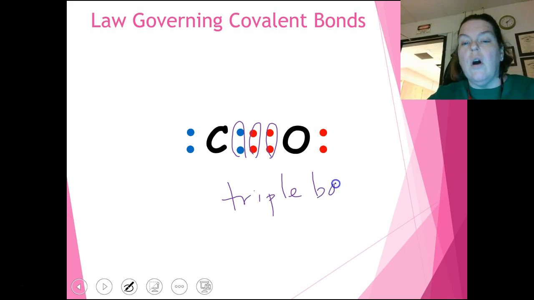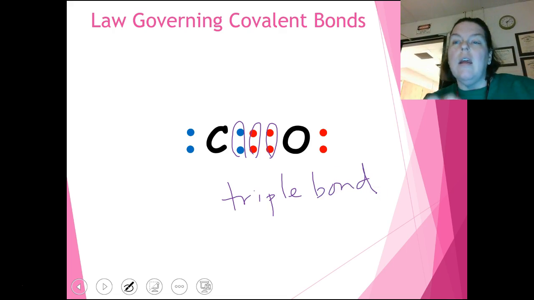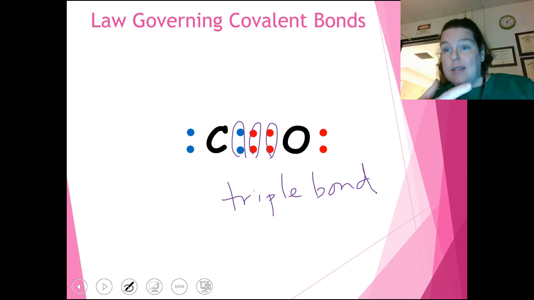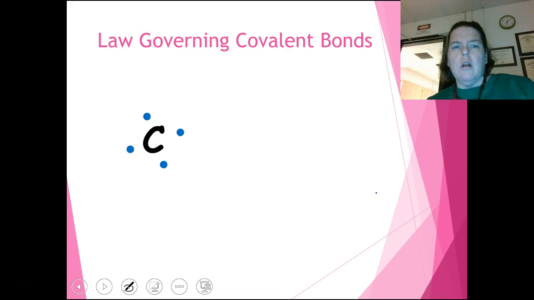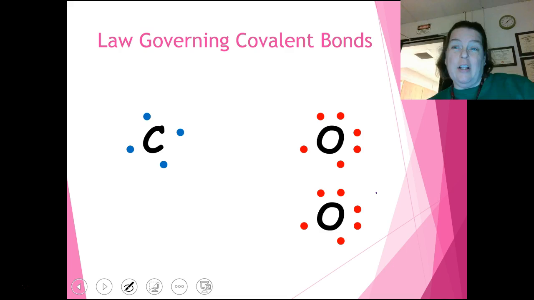bond. So in covalent bonding, atoms can choose to share more electrons with each other and form multiple bonds. So instead of having just 1 pair and a single bond, this one has 3 pairs and a triple bond. So that's carbon monoxide, so we see that really clearly. So let's go to carbon dioxide. So carbon dioxide clearly has 1 carbon and 2 oxygens.